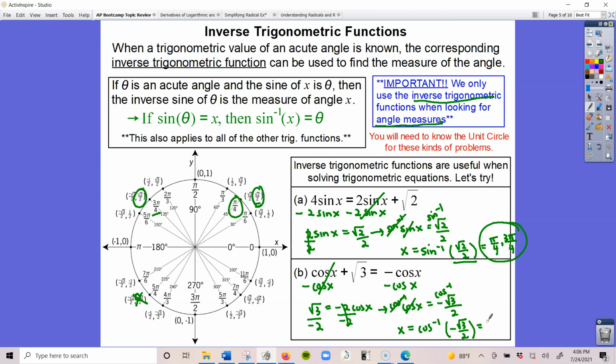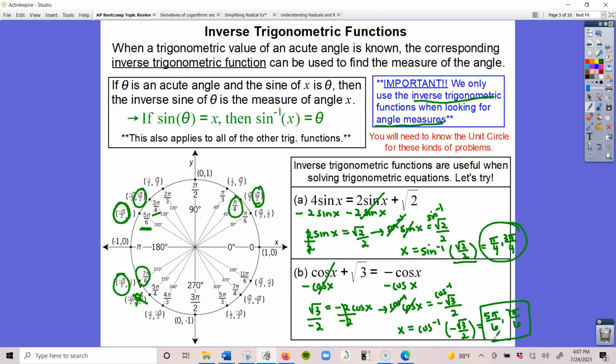So now we're going to look at our unit circle and see when the x value, because x is cosine, is negative square root of 3 over 2. It can't be in quadrant 1 because in quadrant 1 everything is positive. In quadrant 2 we have here negative square root of 3 over 2, so 5 pi over 6 is an answer. In quadrant 3 we have 7 pi over 6 as my second answer. And then in quadrant 4, just to make sure, it is positive, so that is not an answer. So these are my two answers.